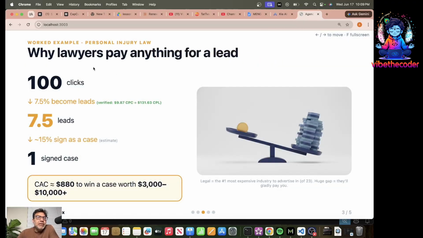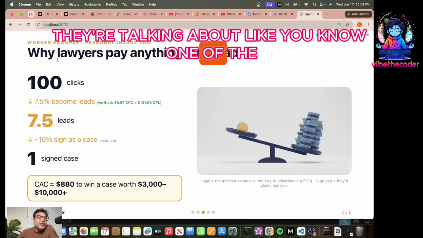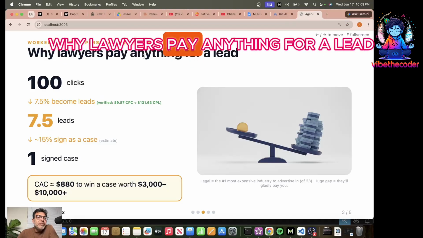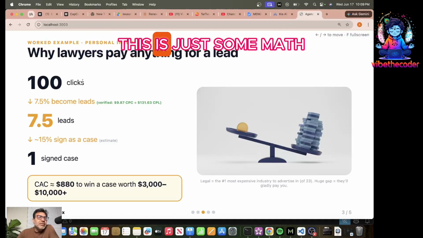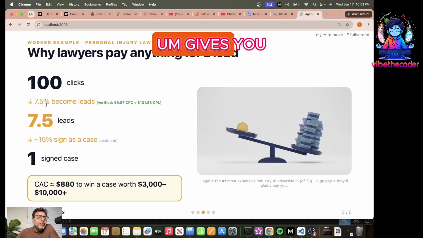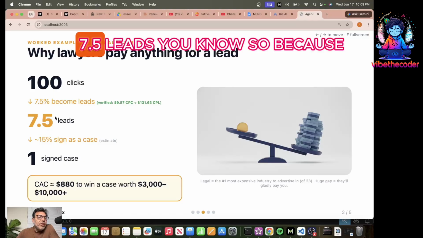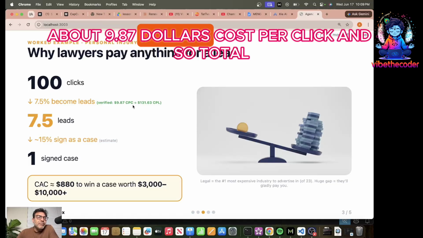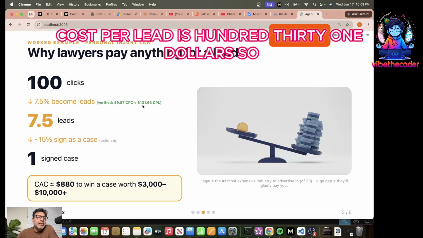So they're talking about one of the good target markets, which is lawyers. Why do lawyers pay anything for a lead? This is just some math, and obviously this is average. So 100 clicks gives you 7.5 leads, because the industry-verified numbers are about $9.87 cost per click, and the total cost per lead is $131.